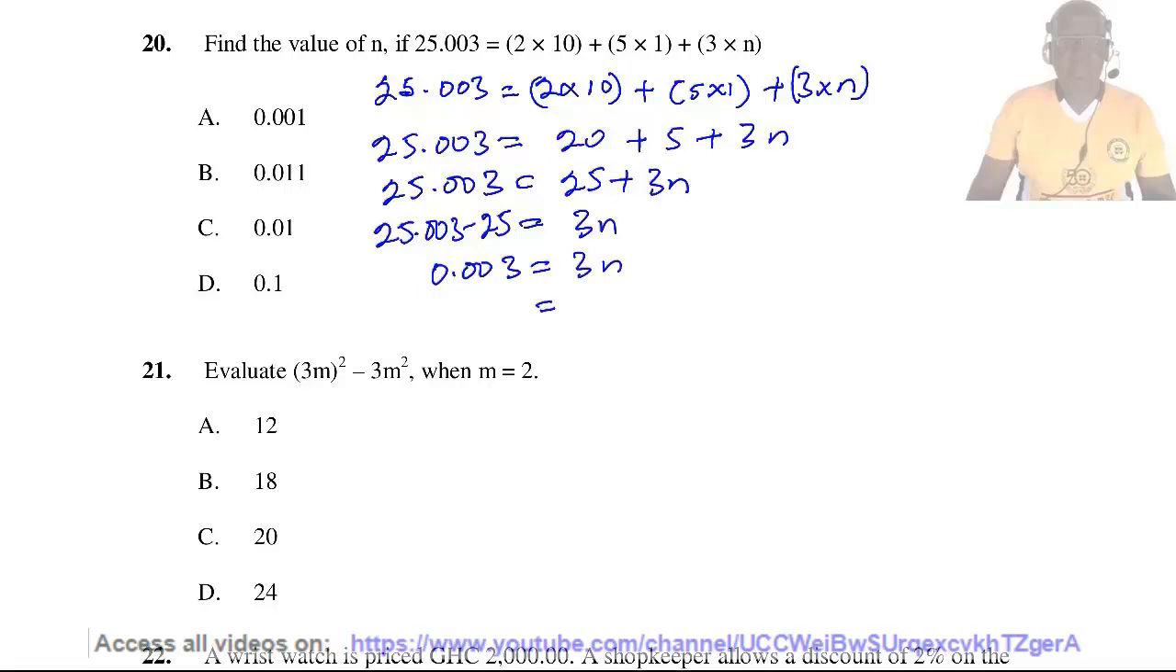Therefore, dividing through by 3, we shall get n to be equal to, this goes here, 0.001. So the answer is A.